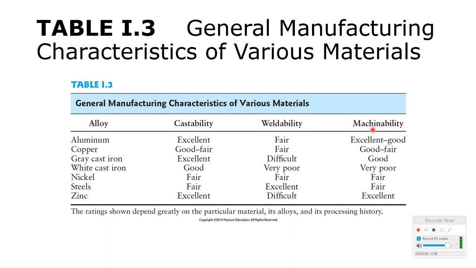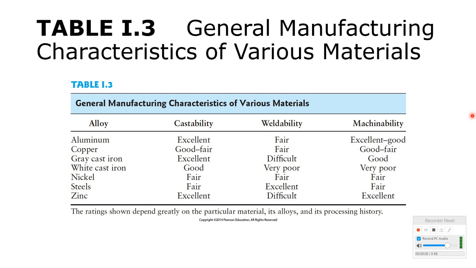Okay, this table is talking very generally about some of the alloys and what we can do with them. For example, aluminium, we can do casting, which is very good. Weldability is fair, machinability is excellent and good. Whereas gray cast iron is a kind of cast iron used for, let's say, a machine tool frame, the structure that they want to make rigid and stiff. They make it from gray cast iron.